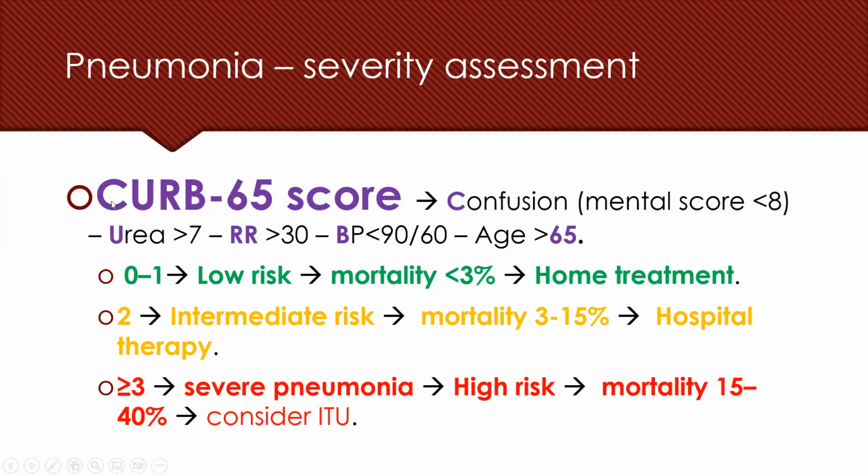By severity assessment, I mean that we use the CURB-65 score. The C refers to confusion, meaning a mental score less than 8, U refers to urea more than 7, R refers to respiratory rate more than 30, and B refers to blood pressure: either a systolic blood pressure below 90 or a diastolic blood pressure below 60. And the 65 refers to the age of the patient, which is 65 or older.